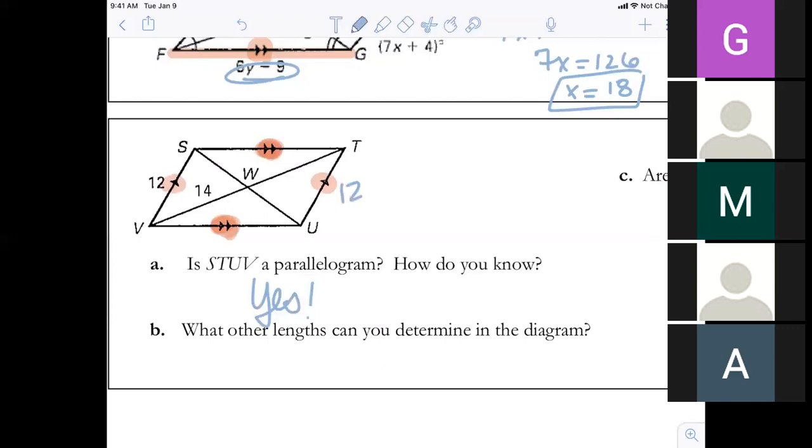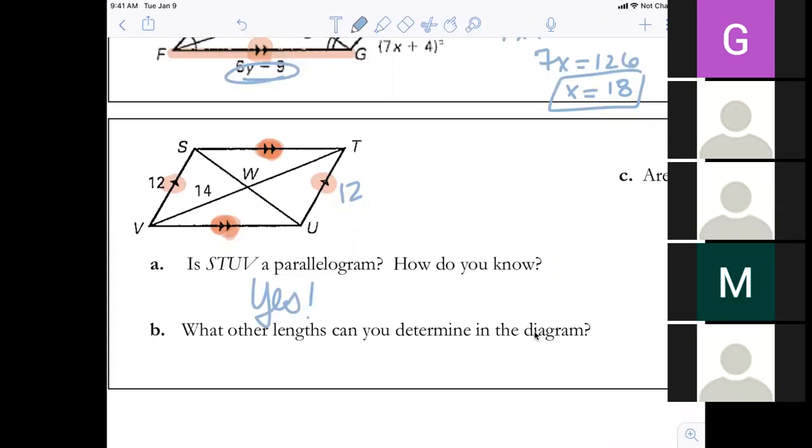And then Allie, can you tell me one other thing we know? Allie, you with me? What about Alberto? Do you know the other thing that I know? What other thing can I mark? Is TW 14? Very good. And how do you know that? Because diagonal lines bisect each other. Awesome. Diagonal lines bisect each other.